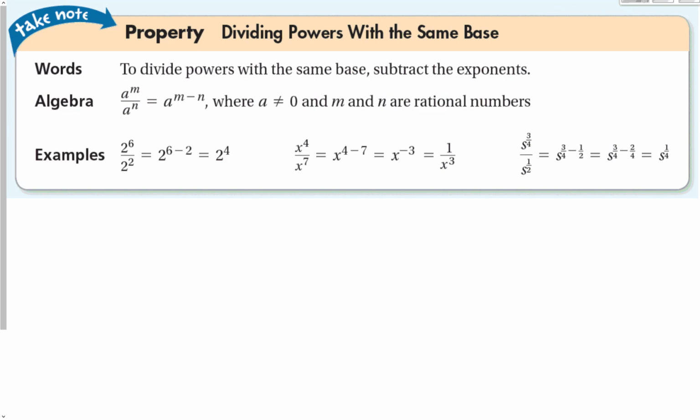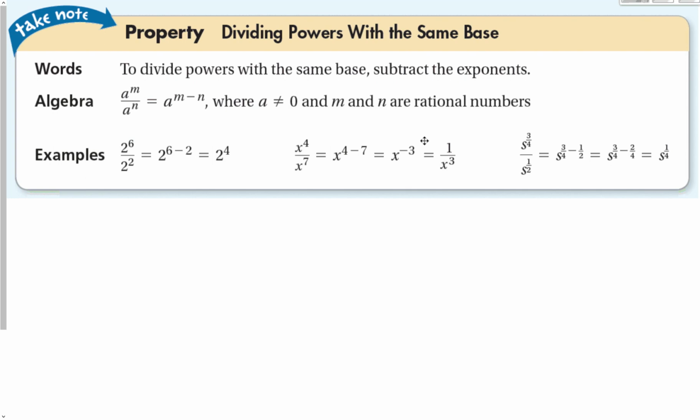So to divide powers with the same base, subtract the exponents. So in algebraic form, a to the m power over a to the n power becomes a to the m minus n, where a is not equal to 0 and both m and n are rational. So 2 to the 6 over 2 squared becomes 2 to the 6 minus 2 power, which is 2 to the 4th. And x to the 4th over x to the 7th becomes x to the negative 3rd power, which then we would move to the bottom of a fraction.